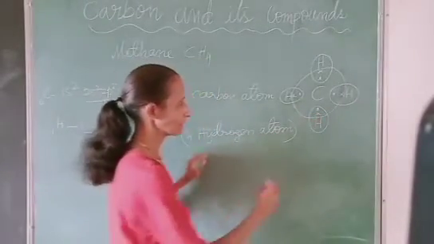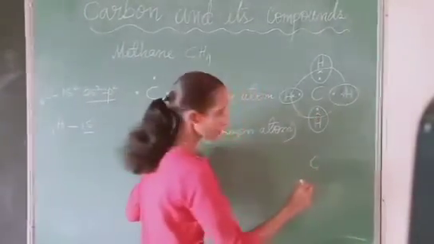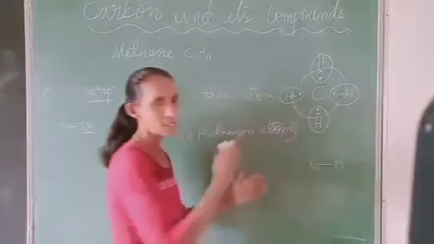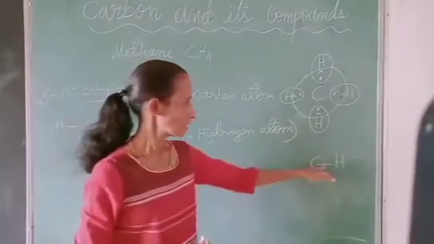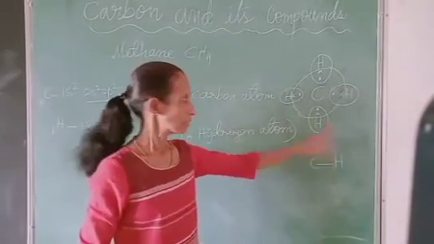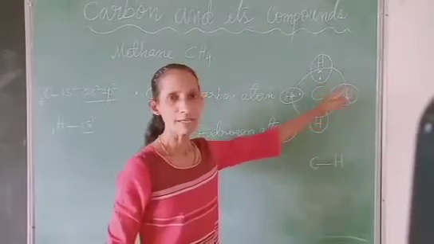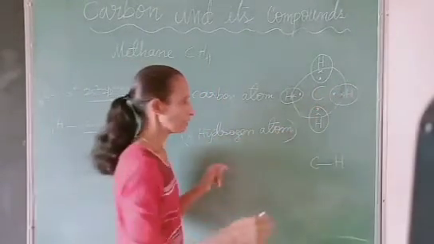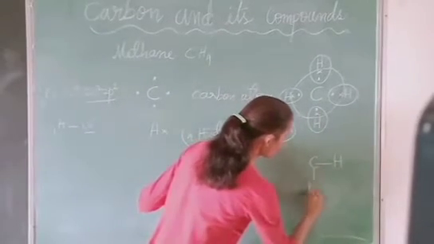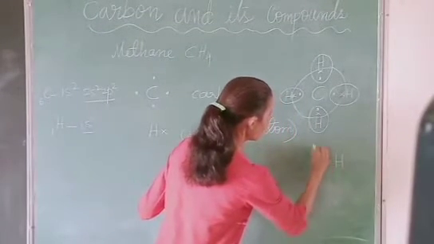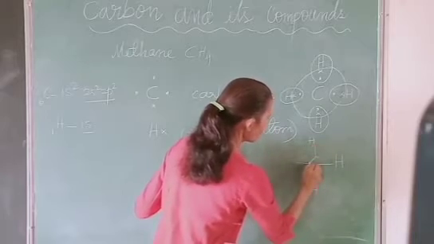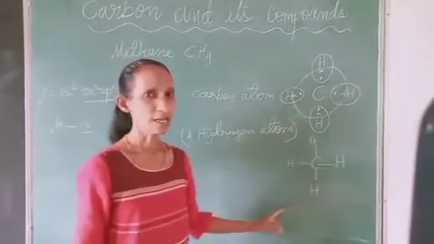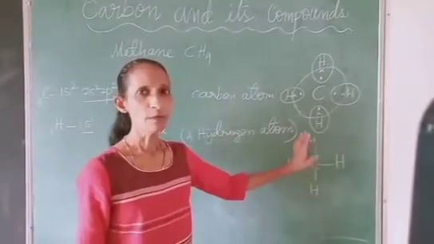This can be represented as carbon atom. It forms a bond with hydrogen atom by the sharing of electrons. This is called covalent bond. The bond formed by the sharing of electrons between 2 atoms is called covalent bond. Write in your notebook what is covalent bond. Here this can be represented like this. Carbon forms 4 covalent bonds with hydrogen atoms to form methane.